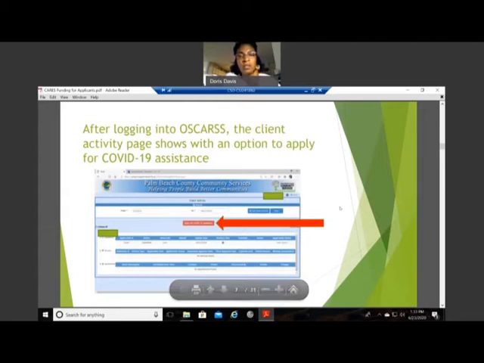After logging into OSCARSS, the first page you'll see is a client activity page that shows an option to apply for COVID-19 assistance. You'll see all other applications that you might have applied for in the past on this page. This page only goes back 1 year, but if you've never used our system before, this page will look much different as it will be blank.